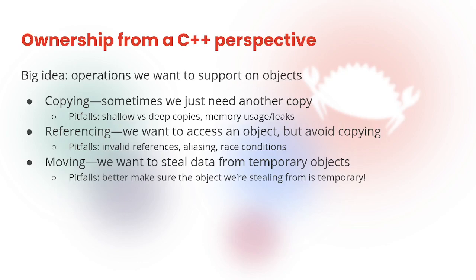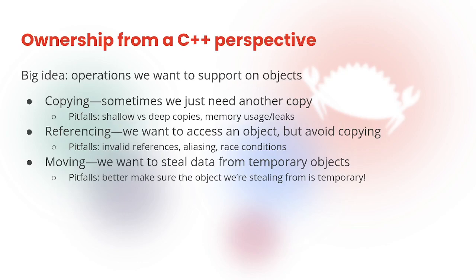Ownership from a C++ perspective. Now I'll end the show about C++ and just talk about some big ideas. Some operations we want to support on objects. Number 1, copying. Sometimes we just need a copy, right? Sometimes you just want another copy of the thing that you have right now. But the pitfalls are shallow versus deep copies. When your structure contains a pointer to some other data, and then you just copy that structure, that's a shallow copy. Memory usage, right? If you copy too many objects, there's memory usage, and there might be memory leaks.